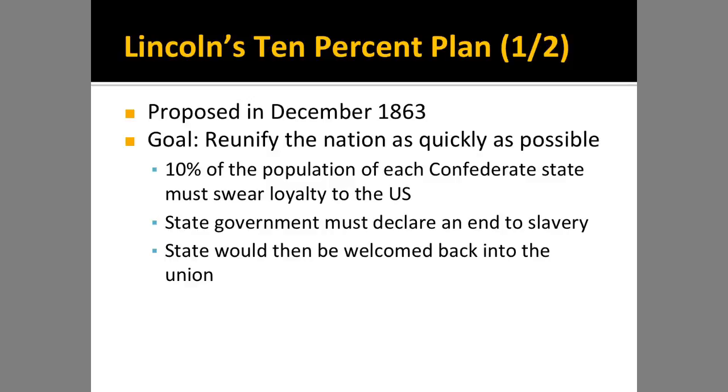Lincoln's other requirement was that the state government must declare an end to slavery. So we have our national constitution, but each state also has its own state constitution. Lincoln wanted, in writing, legally, there would be no more slavery in the states that were returning to the United States. But if a state did those two things, boom, they would then be welcomed back into the Union, no questions.